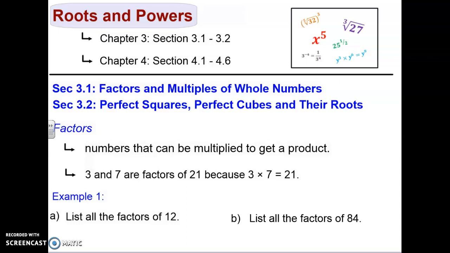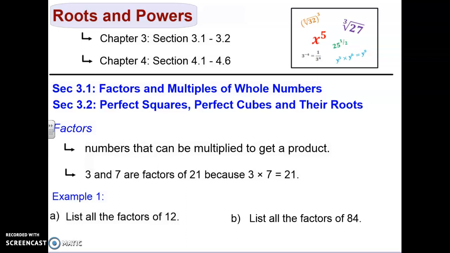We're going to do a little bit of review now. So we talked about factors ever since grade 7. So remember that factors are numbers that can be multiplied together to get a product. For example, 3 and 7 are factors of 21 because from our multiplication tables we remember that 3 multiplied by 7 is equal to 21. Just like 2 and 3 are factors of 6 because 2 multiplied by 3 is 6.